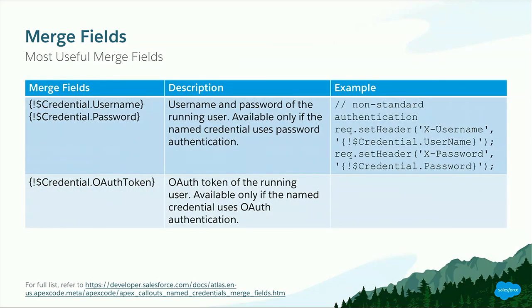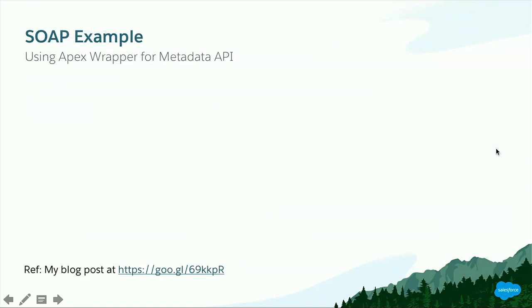So some of the merge fields you can use here, and there's a full list in the documentation I've linked at the bottom of the slide, are getting the username and password out of the credential, and getting the OAuth token out of the named credential. And this stuff gets merged in at the time the callout occurs, so you don't actually have to do much. You just do something in your Apex code like this, set the header, pull that merge field in, and that's it. Away it goes.